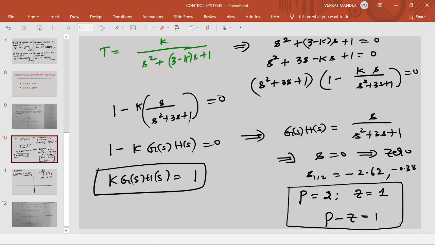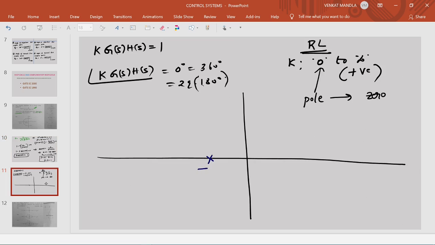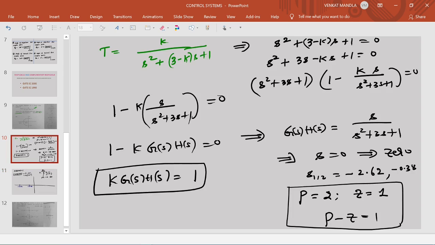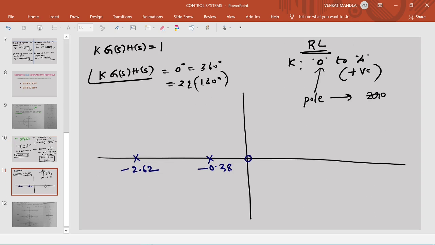Minus 2.62, minus 0.38, minus 0.38, minus 2.62, and s equal to 0 is a zero. Right? So on the real axis, how will the root locus be? Here the angle criterion is even multiples of 180 degrees. For a root locus or complementary root locus to exist on the real axis, there must be an even number of poles and zeros to the right of that point.